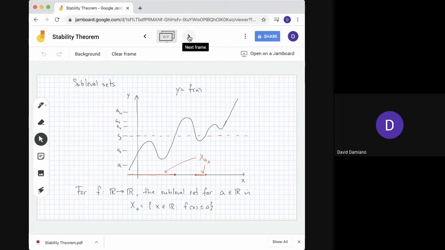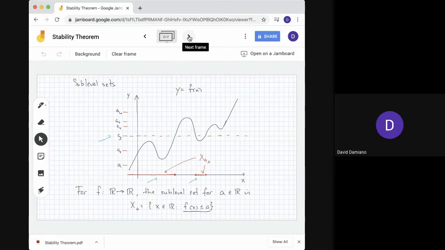So that means for a value a on the y-axis, we're going to look at the set X_a, which is the set of all x in R so that f of x is less than or equal to a. Right? So here we see for a3, the value I picked here, we get two connected components on the x-axis. And I also have other values of a here.